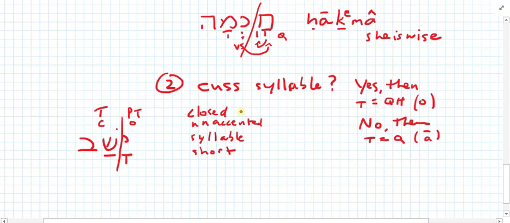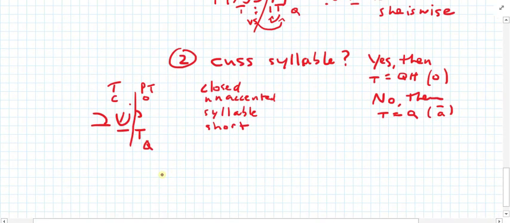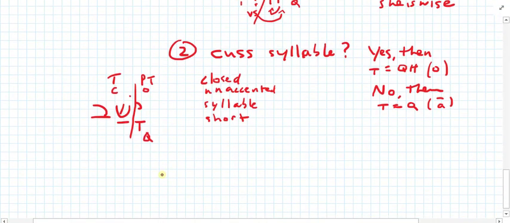Is this a closed unaccented syllable? No, it's open. It's pretonic, so it is unaccented, but it's not closed and unaccented. It's open and unaccented. So I can't assume that's a qames-hatup. That must be a qames. So this is a long A. Yashav. That's easy, right? Let's take another word. Yashav: he dwelled or he sat.